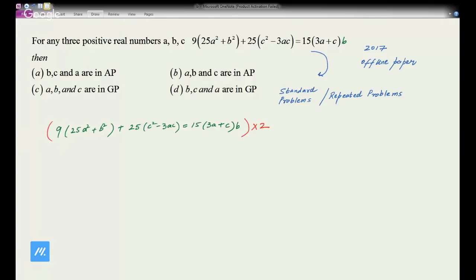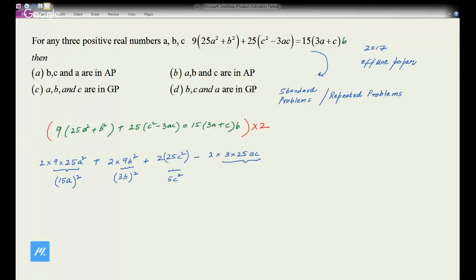So what you will do now, let's see. If I multiply by 2, this will be 2 into 9 into 25a square. You can see that this is coming out to be what? 15a whole square. Can you see this? Okay, great. So this is 9b square into 2. For the 9b square part, you can say this is 3b whole square. Then 2 into 25c square, and 25c square can be 5c square. This will be minus 2 into 3 into 25 ac.